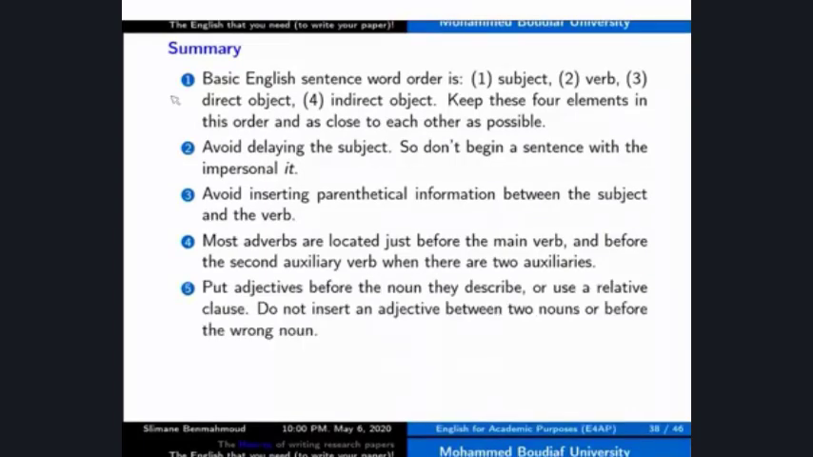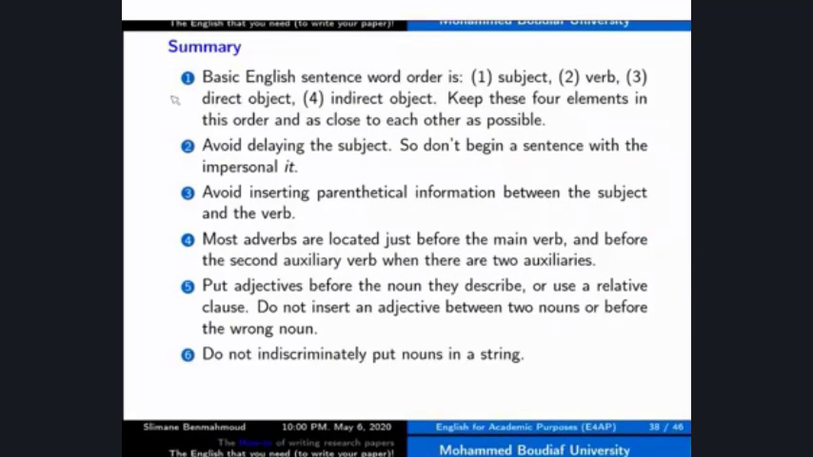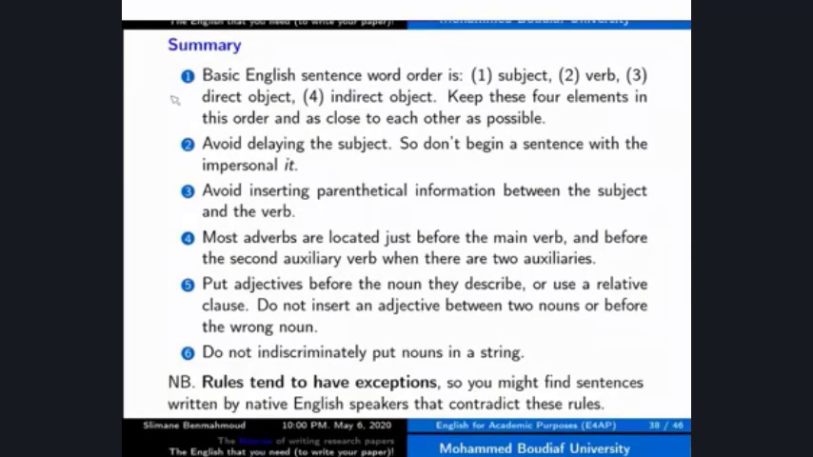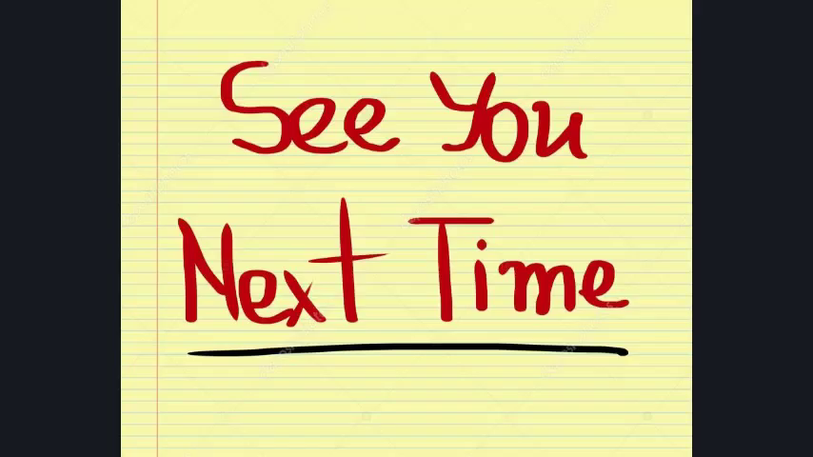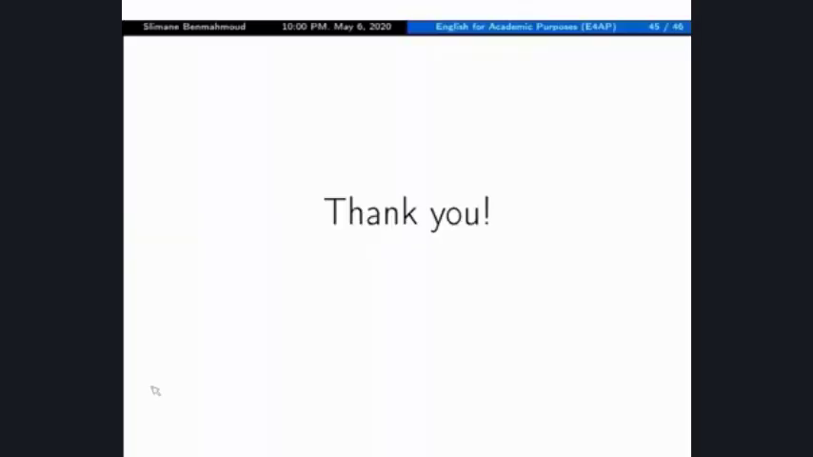I haven't talked about this. Well, put adjectives before the noun they describe or use a relative clause. Do not insert an adjective between 2 nouns or before the wrong nouns. Do not indiscriminately put nouns in a string. And finally, this is a remark. Rules always tend to have exceptions. So you might find sentences written by native English speakers that contradict the rules we have given. Okay, let's skip this. It is for the second part, for the next time. Well, next time, inshallah. And thank you for your listening.